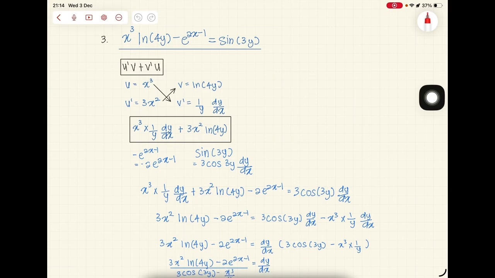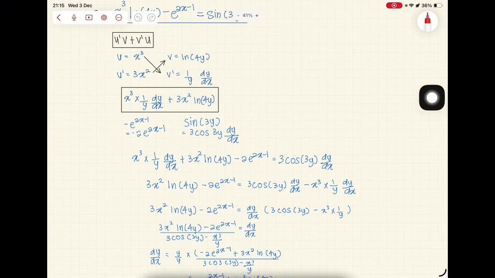For the x cubed, we get 3x to the power of 2. For the ln 4y, we differentiate and we get 1 over y times dy/dx. And we combine and we get this. Next, for the term e to the power of 2x minus 1, we use the chain rule because the exponent contains 2x minus 1. And we get this. For the term sin 3y, we also use the chain rule and multiply by dy/dx. And we can get the answer of this.